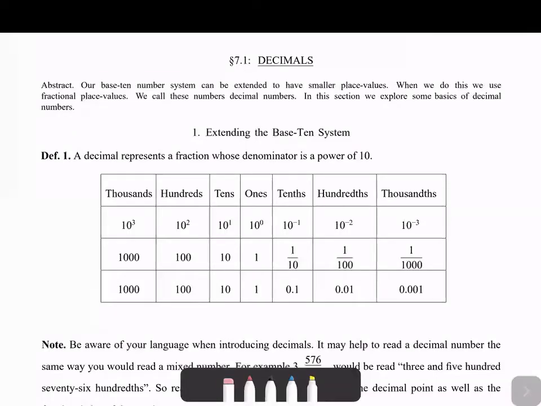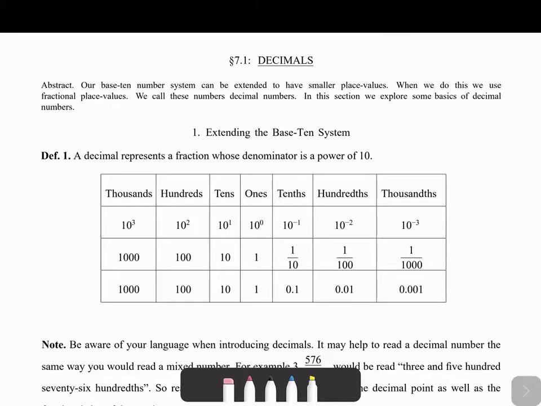Hi everyone, this is the first video for section 7.1 on decimals. I know that you've all seen decimals before, so there may be some things that I overlook just because this is something that we all know.